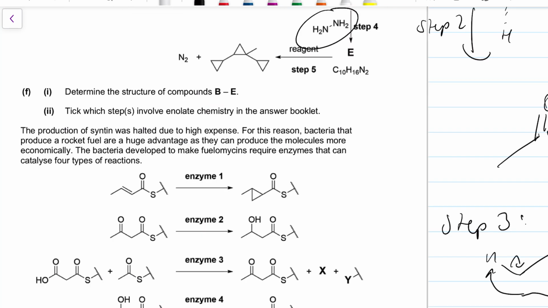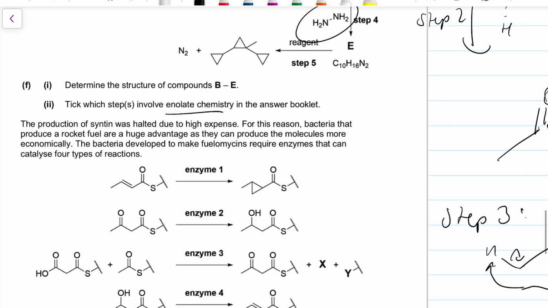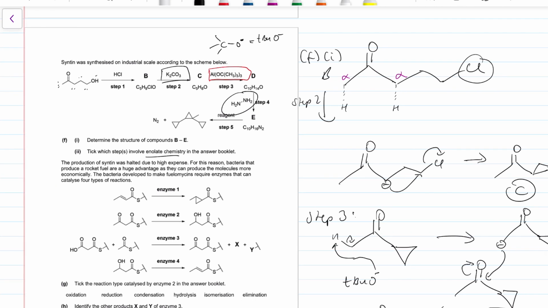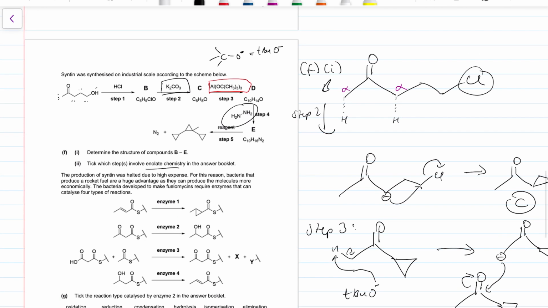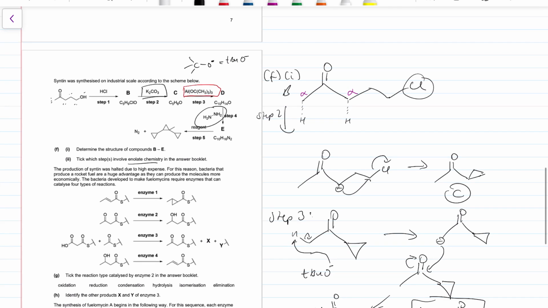Compounds B to E. Part 2, tick which steps involve enolate chemistry. Well, step 1, we formed this alkyl chloride. No enolate chemistry there. Step 2, well, we've drawn out step 2. This definitely does involve enolate chemistry. We've got an enolate intermediate here, sorry. And that is acting as a nucleophile, displacing our chlorine atom. So that definitely involves enolate chemistry. So step 2 definitely does.